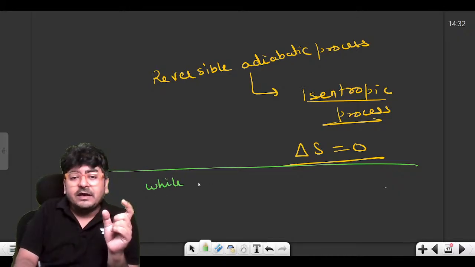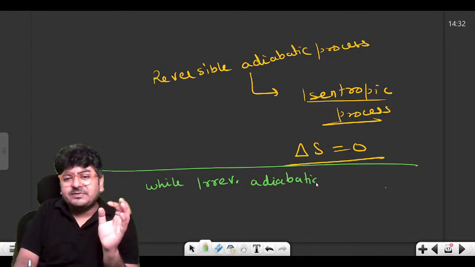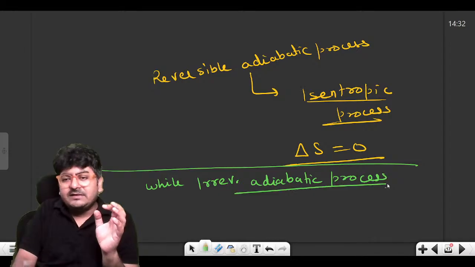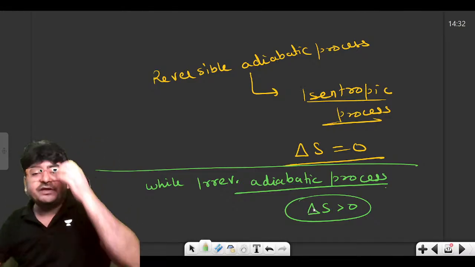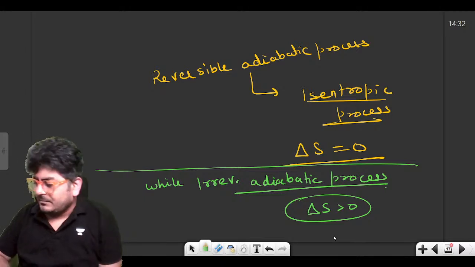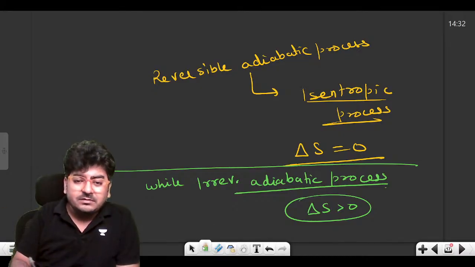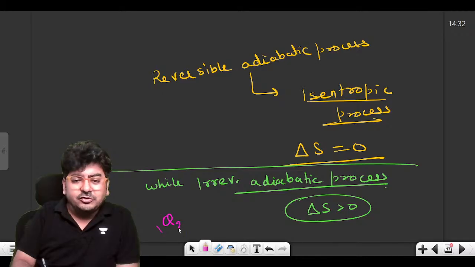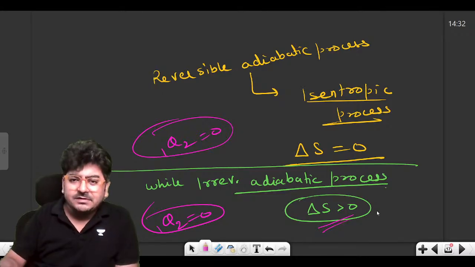While if you see irreversible adiabatic process, there also no heat exchange between system and surrounding, but still in this case entropy change is positive. ठीक है, irreversible adiabatic process में entropy change जो है positive होता है. Okay, वहां पे although there is no heat exchange between system and surrounding, means Q12 is 0 in both the places, but still there is a entropy rise in irreversible.